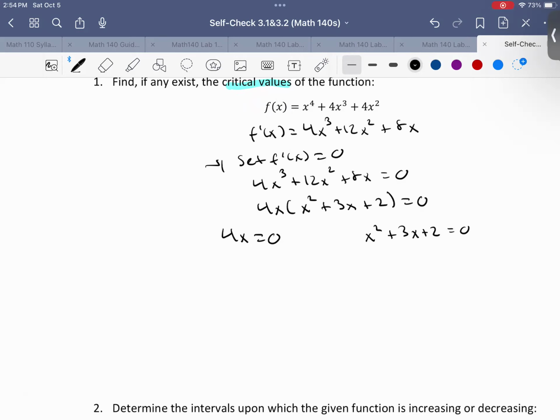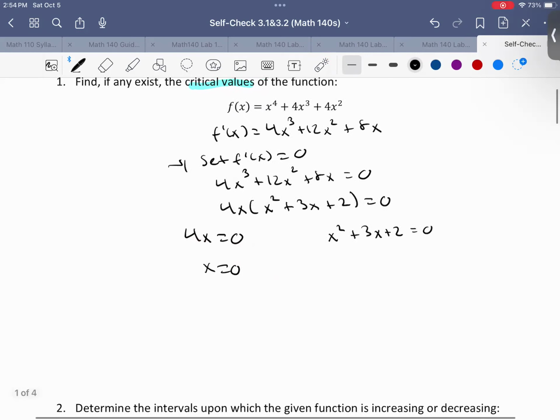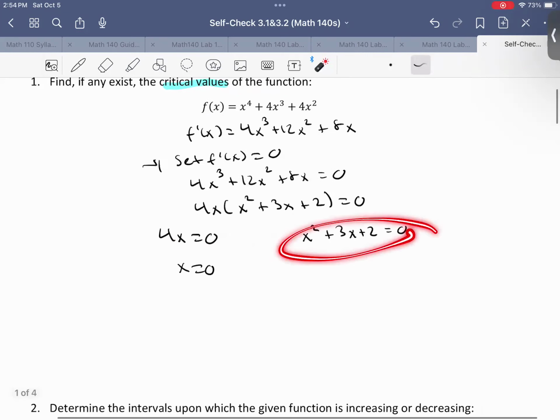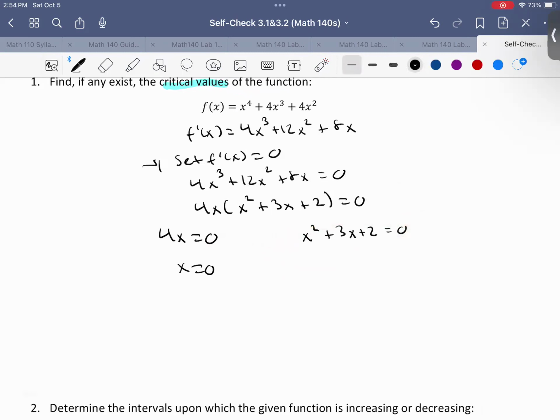On this left side, I have 4x equals 0, so I could just divide by 4, and this becomes x equals 0. On this right side, I have to do a little more factoring. I typically do a little crisscross. I want to find two numbers that multiply to 2 and add up to 3. So this would be just 2 and 1. This would become x plus 2 and x plus 1 equals 0.